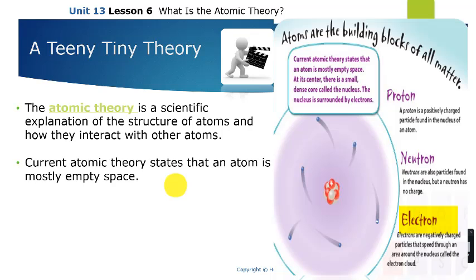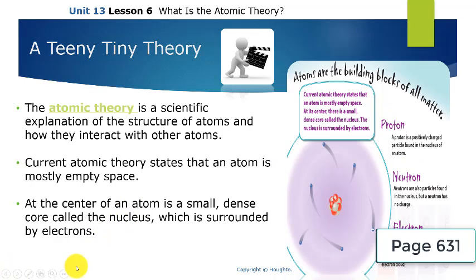Okay, atoms are the building blocks of matter. The current atomic theory is that an atom is mostly empty space, and at its center is a really small, dense core called the nucleus. This here is the nucleus, and the nucleus is surrounded by the electrons. The current atomic theory states an atom is mostly empty space. At the center of the atom is a small, dense core called the nucleus, which is surrounded by electrons.